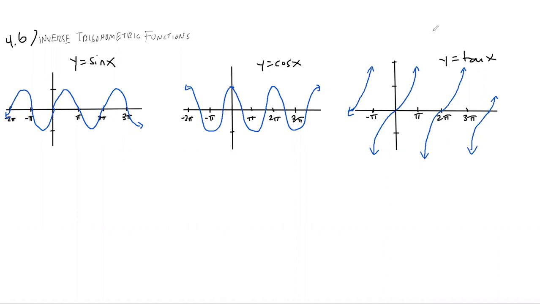Looking at the graphs of sine, cosine, and tangent, it should be quite clear that these are not one-to-one functions. If you remember your horizontal line tests for one-to-one functions, every single one of these fails. All these horizontal lines are hitting multiple points. So definitely not one-to-one functions, and that means a perfect inverse doesn't exist. So instead, what we look for is what's called a restricted inverse.